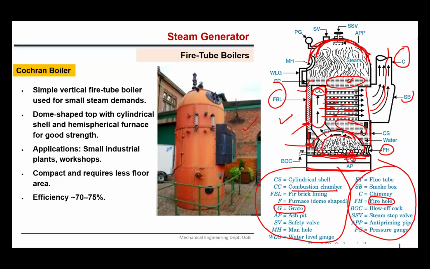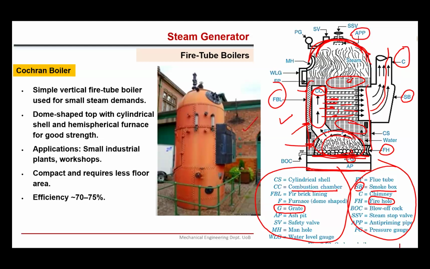So all these abbreviations are mentioned here. SP means smoke box, right? The C means chimney. Okay. Here you see that is the anti-priming pipe, right? So what is this thing?